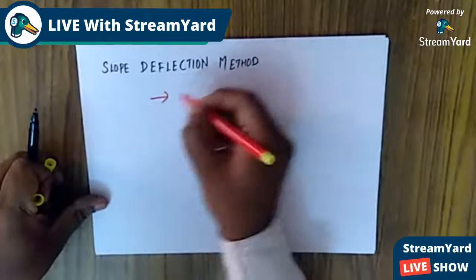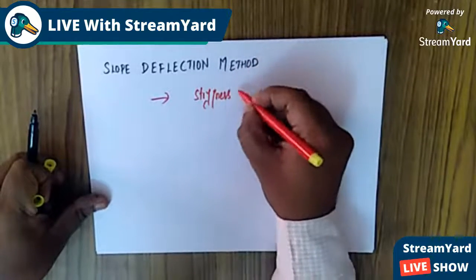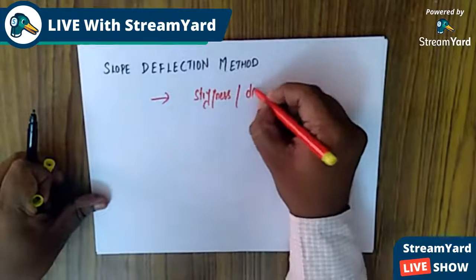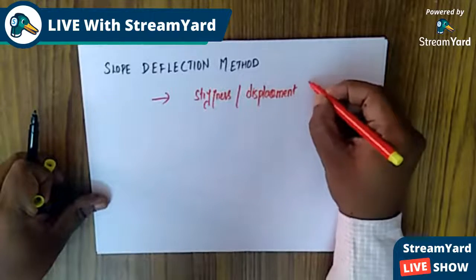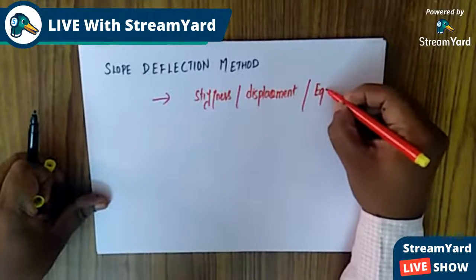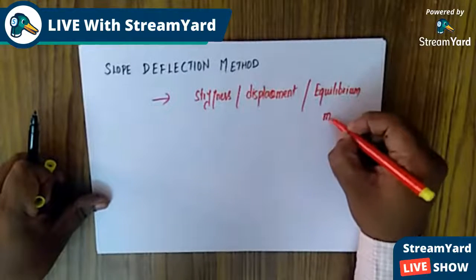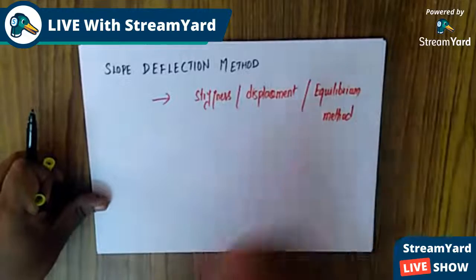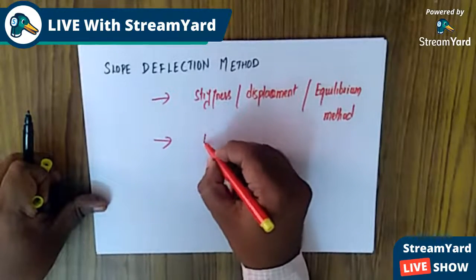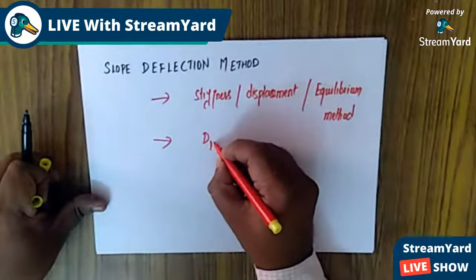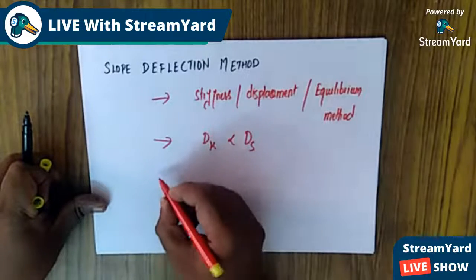The slope deflection method comes under the stiffness or displacement or equilibrium set of methods of structural analysis. This method is suitable when the degree of kinematic indeterminacy is less than the degree of static indeterminacy.